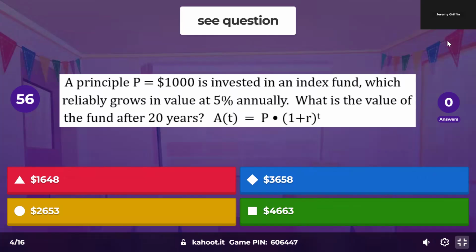You've got $1,000 principal invested in an index fund growing at 5% annually. What is the value of the fund after 20 years? 20 years.